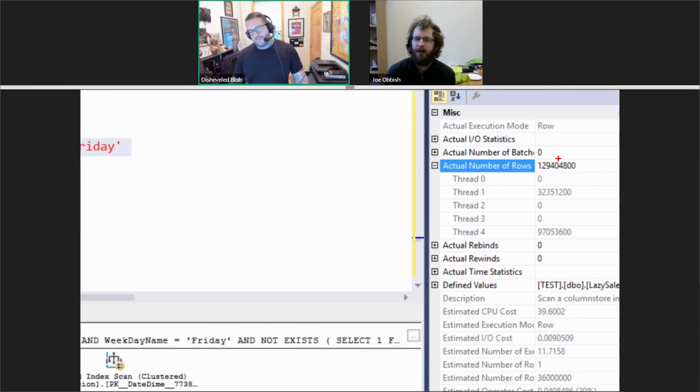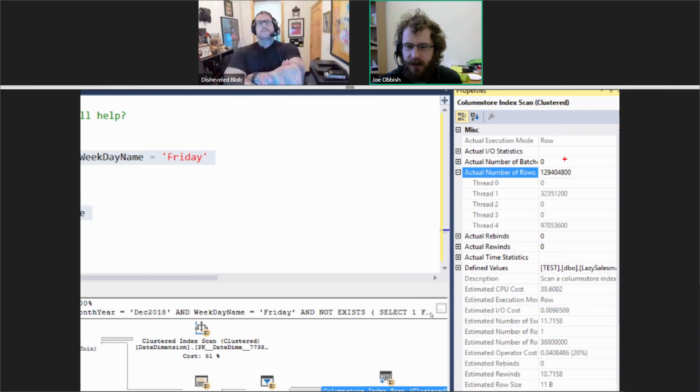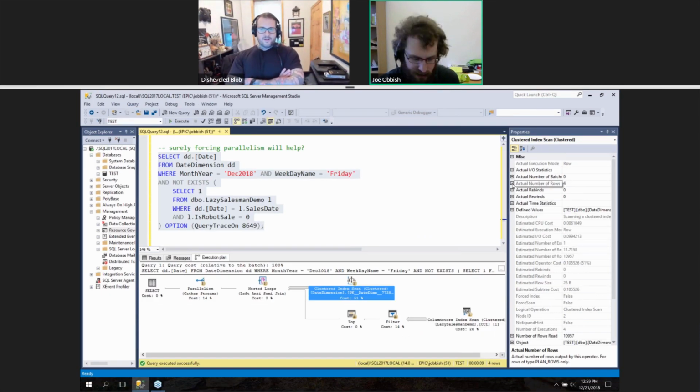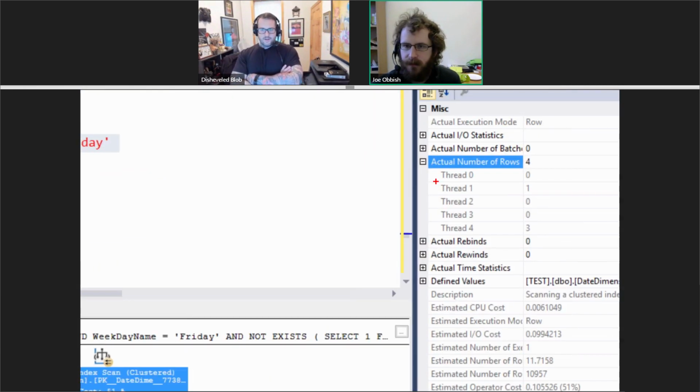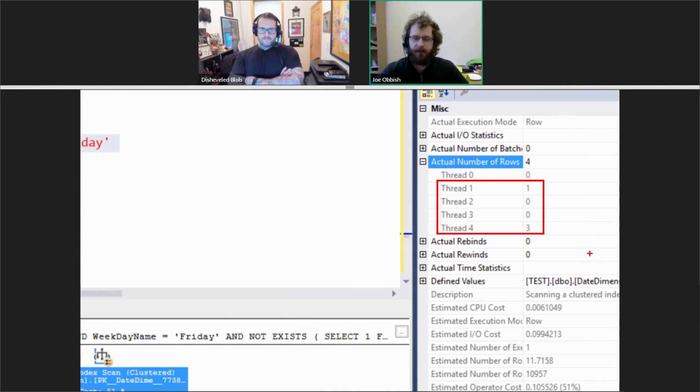Look at thread 2 and thread 3. They did nothing. They didn't help at all. This query might as well have been run at max dop 2. So why did this happen? Go to the outer side, which drives the loop. Threads 2 and 3 don't get a row. I'm only pulling back 4 rows from this scan.